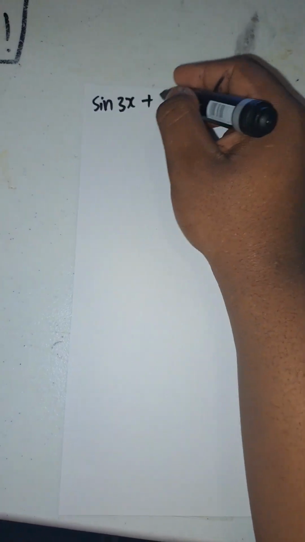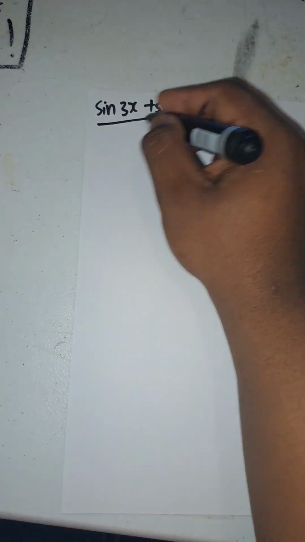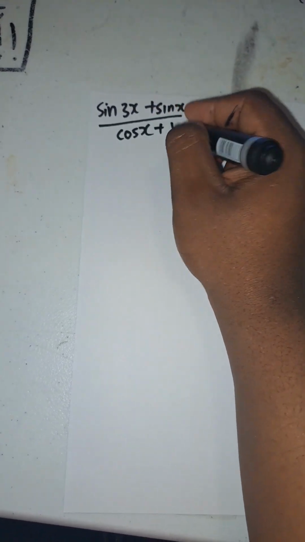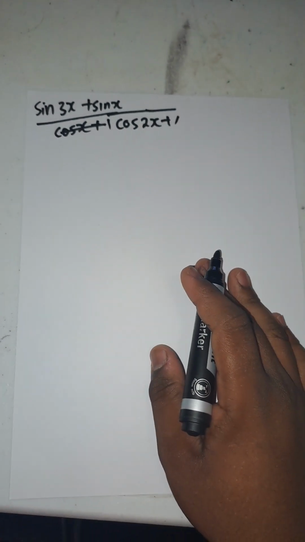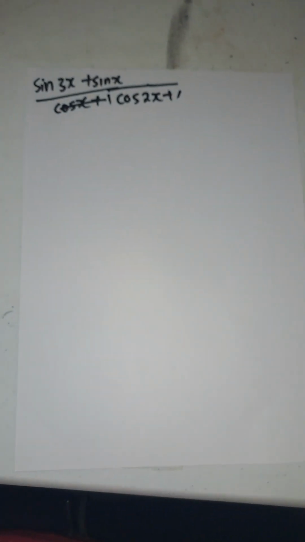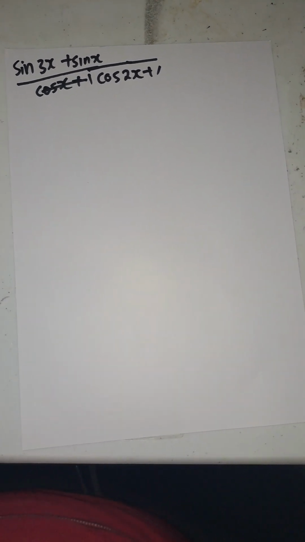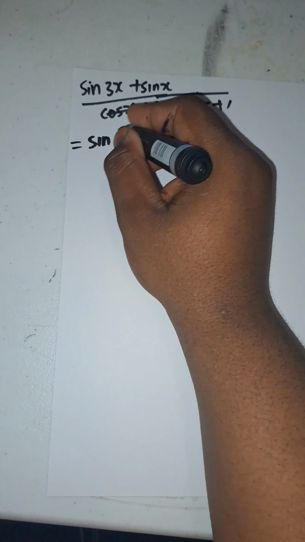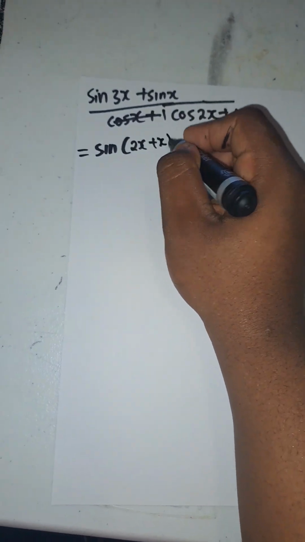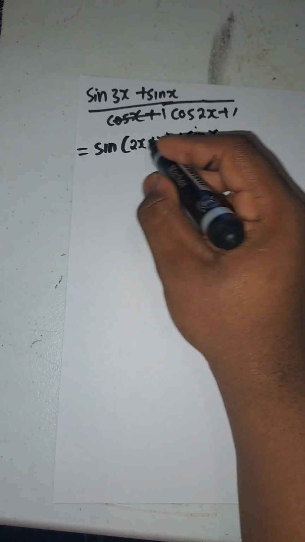Sine 3x plus sine x over cos 2x plus 1. Okay, so now in this question, the first thing that you had to do is start checking what you have there. At the same time, you can see that you have identities that can be changed there. Is it fine? So now, since I have sine 3x, it can be written as sine of 2x plus x, right? Plus sine x. Is it fine?